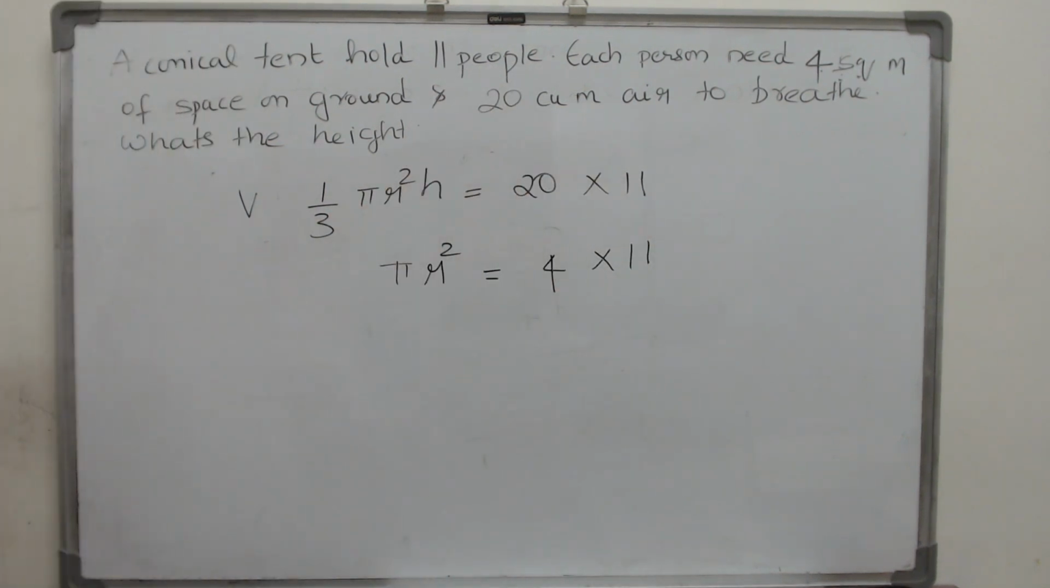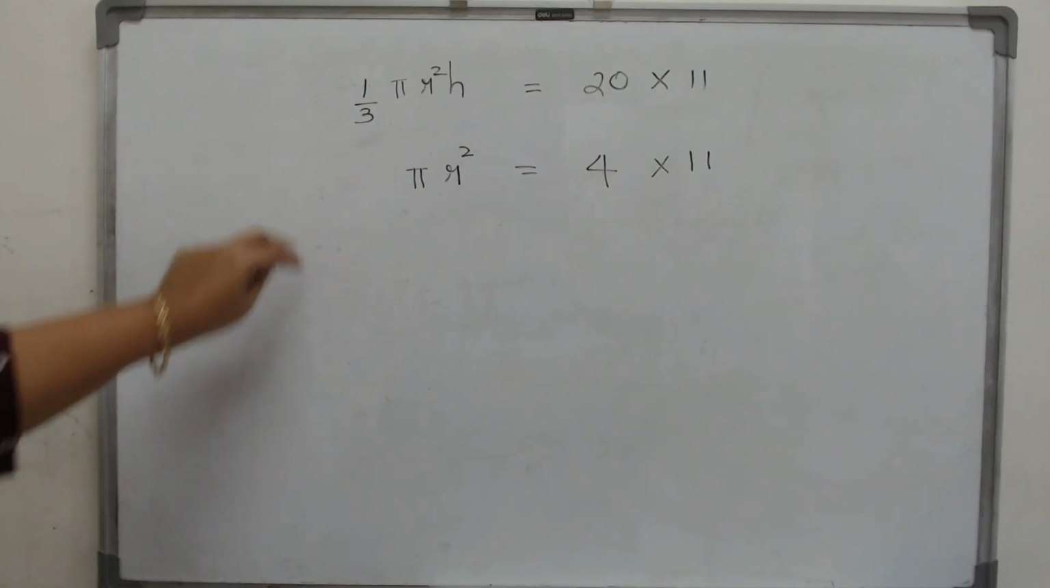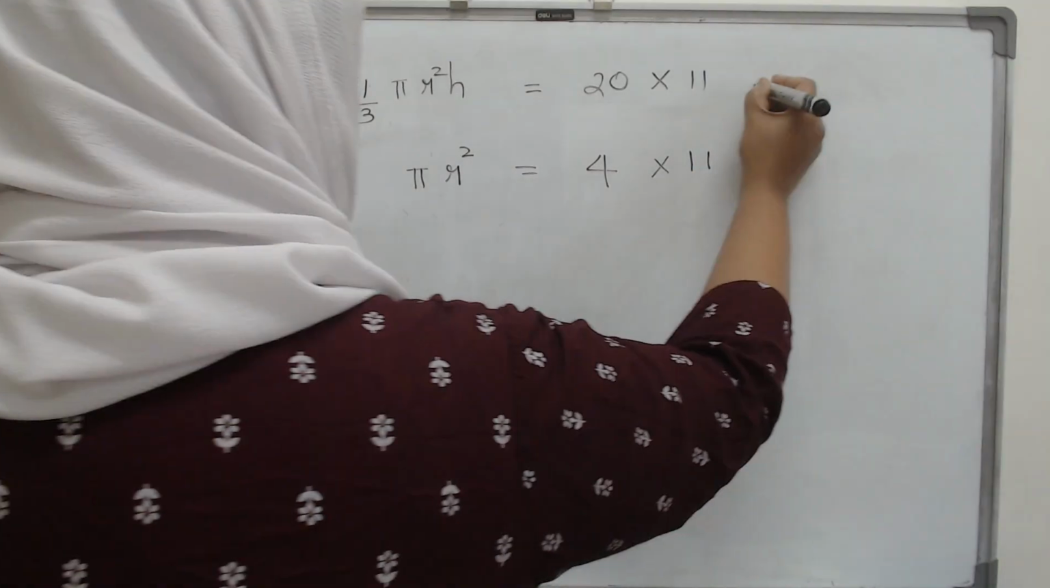Then what do you have to find? You have to find the h. Now there is a simple way and a complicated way. We will first see what the simple way is. Now you have two equations. Let us name them 1 and 2.